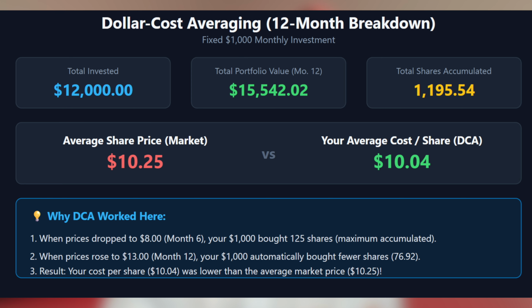But the key to dollar cost averaging is if you look at the average share price for that time frame, it was $10.25 per share on the days that you bought. But your average cost per share was only $10.04. So take your $12,000 divided by the number of shares, and that was your average cost per share. So by doing dollar cost averaging, you got that lower average cost per share over those 12 months.